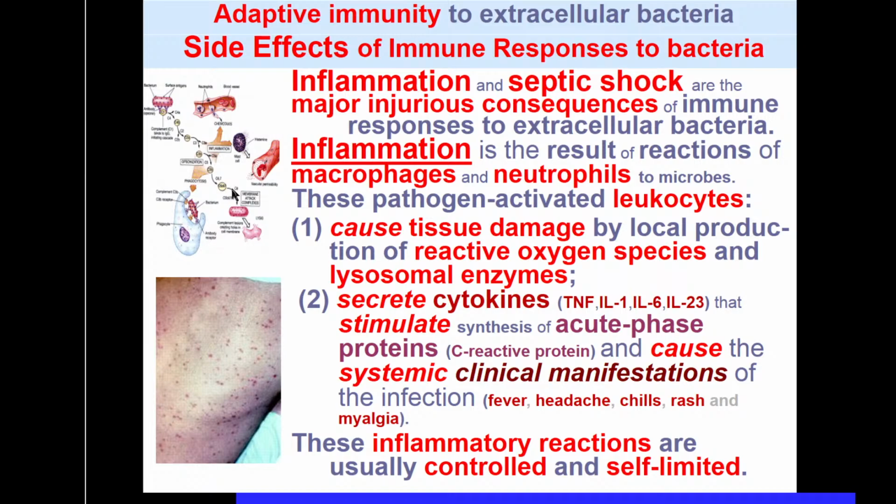Inflammation caused by realization of adaptive immunity processes may cause damaging of tissues and secretion of pro-inflammatory cytokines, what's shown here: tumor necrosis factor, both alpha and beta, interleukin 1, 6, interleukin 23. They stimulate not only vascular permeability increasing, but producing of acute phase proteins, for example, C-reactive protein in the liver.